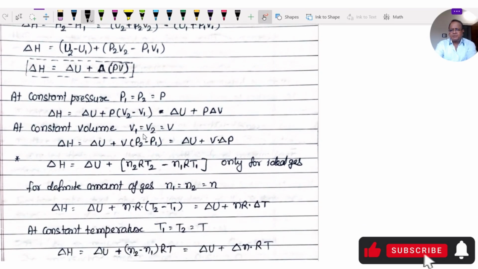At constant volume, V1 equal to V2 equal to V. Then delta H equal to delta U plus V (P2 minus P1), or delta U plus V delta P.